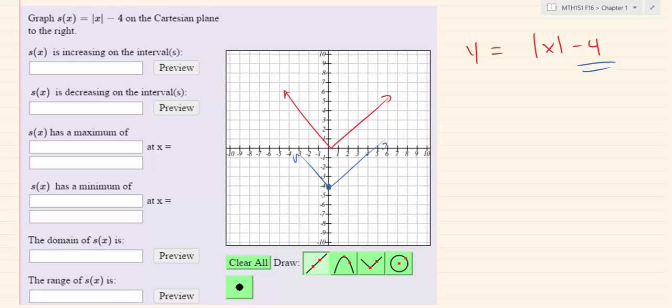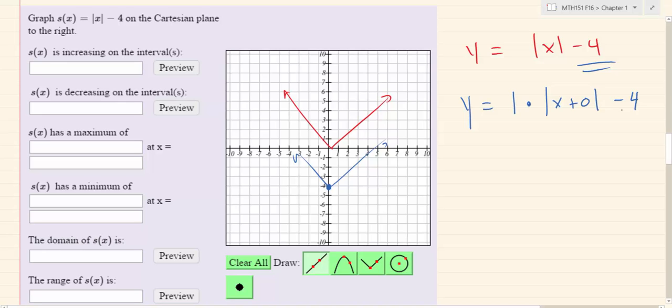Is there any horizontal shift? No horizontal shift, because there's nothing inside with the x, right? Is there any slope change? No, there's no slope change, because there's no number out front. If you wanted to be technical about this, we would say this is 1 times the absolute value of x plus 0, minus 4, if you wanted to show the hidden symbols that are there.